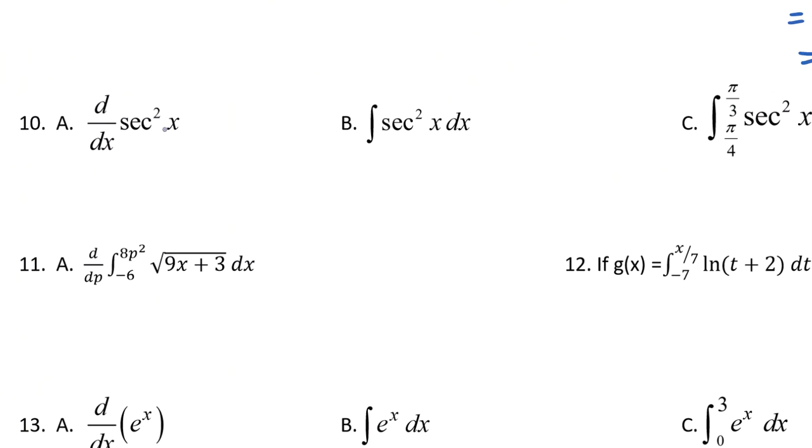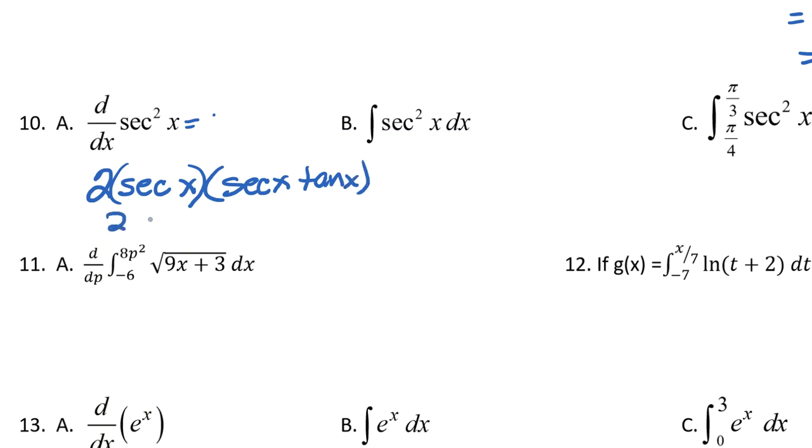The derivative of secant squared requires first a power rule. I don't know if I have room up there, I'll come down here. I bring down the exponent of 2, and I leave the inner glob alone. And then I multiply by the chain rule on secant. The derivative of secant is secant tangent. So we could write this as 2 secant squared x tangent x.